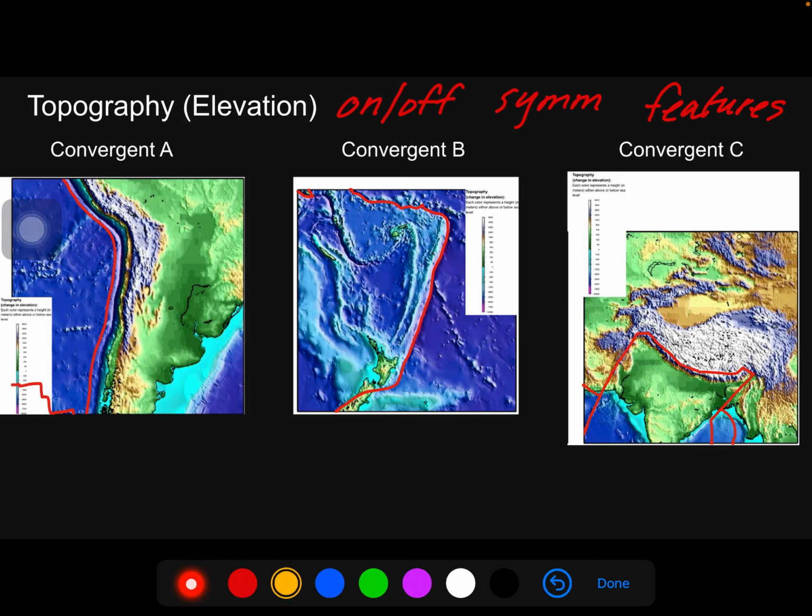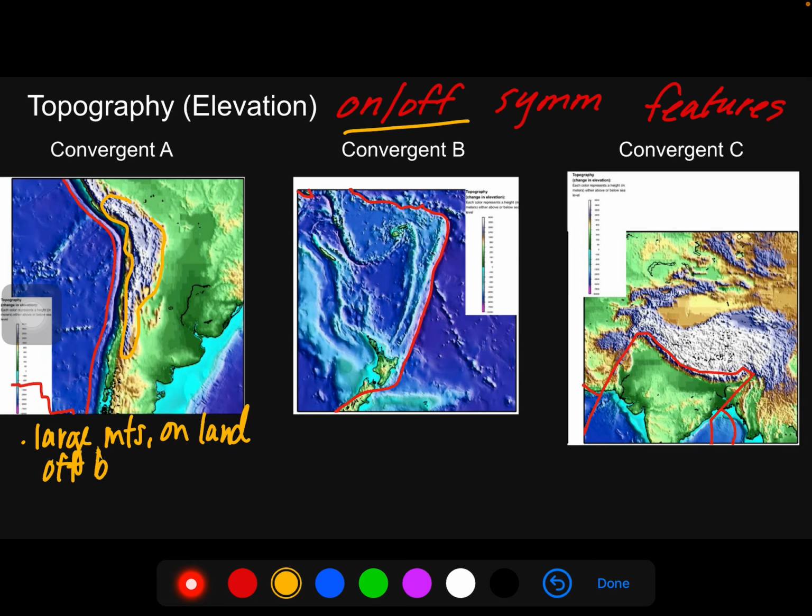So here's our first one. I put the boundary line in there for you in red. We see we have two varying sides, right? Land versus ocean. The first one here I want you to recognize are these guys, right? Pretty big mountain ranges. So large mountains on the land. And when we think about their location, they're not touching the boundary. So I'm going to record off boundary.